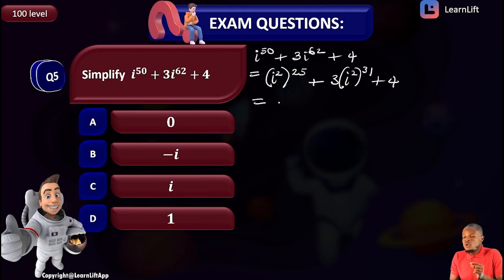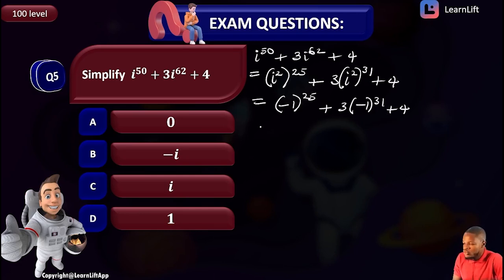This is going to give you, what's your i square? Minus 1. That's negative 1, right? Raised to the power of 25 plus your 3 into your negative 1 raised to the power of 31 plus your 4. This is all going to happen automatically. What's your negative 1 raised to the power of 25? Of course, 25 is an odd number, so everything here becomes negative 1 plus, of course, this is also an odd number, so negative 1. Negative 1 times 3, what's it going to become? Plus, of course, I'm going to have minus 3 there. Everything here, minus 1 times this 3, that's minus 3, then plus your 4.